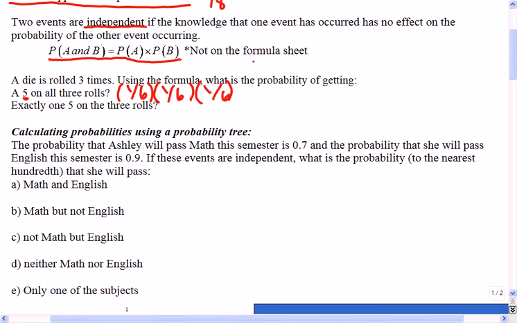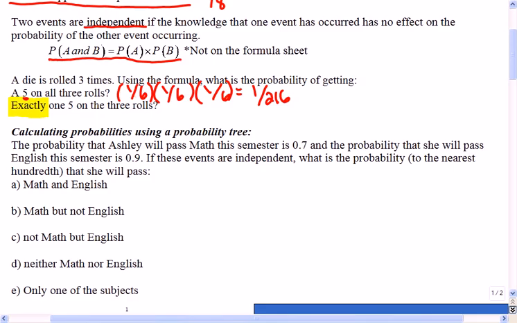And I want to do this for all 3. So that means I get 1 out of 216 for the probability. Okay. Now exactly 1/5, that's a different problem. It sounds similar, but exactly, we don't want it to be all 3. We just want 1 of them.